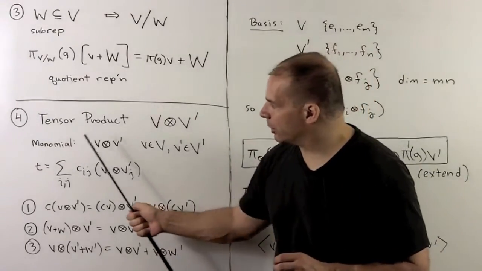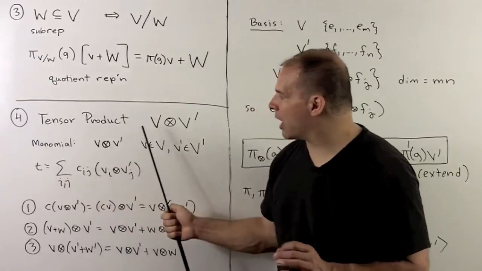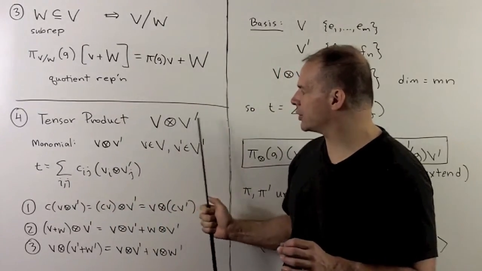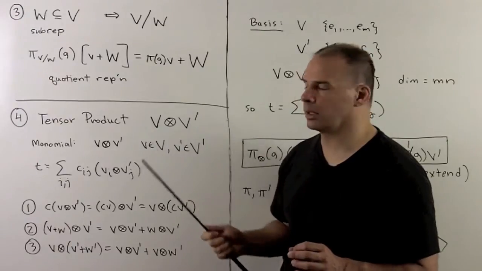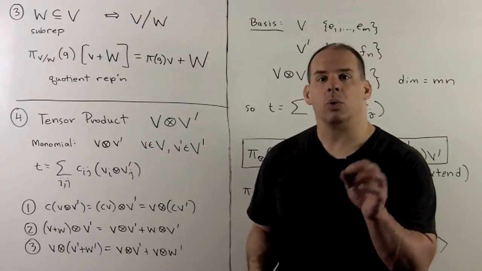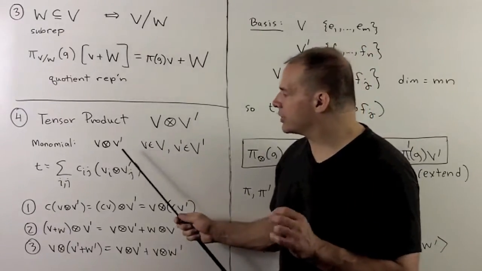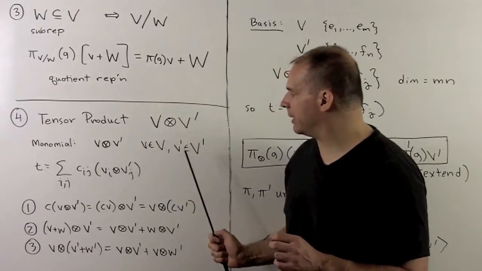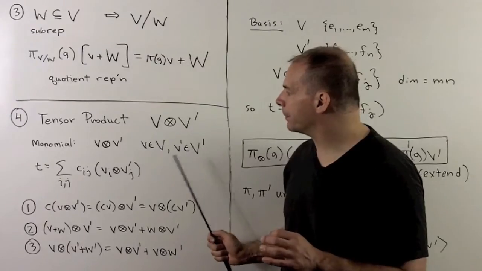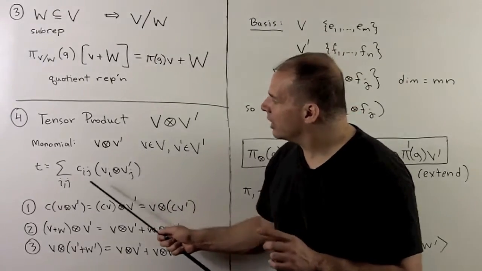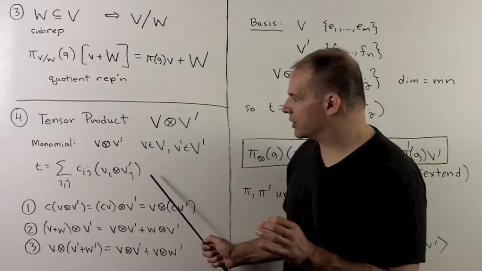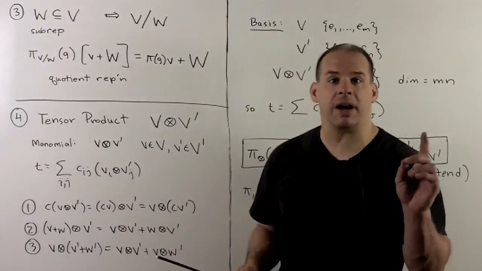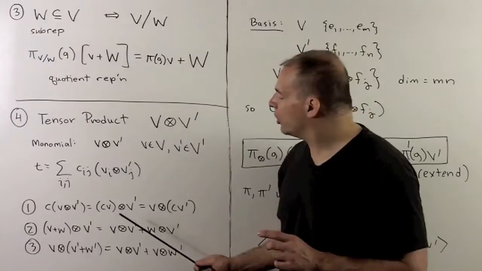Next, here's an important one. We have tensor product representations. So we write this as V tensor V prime. To begin with, we'll have monomials. So these I write as little v tensor little v prime, where v is in V and v prime is in V prime. Then we're going to take linear combinations of these.